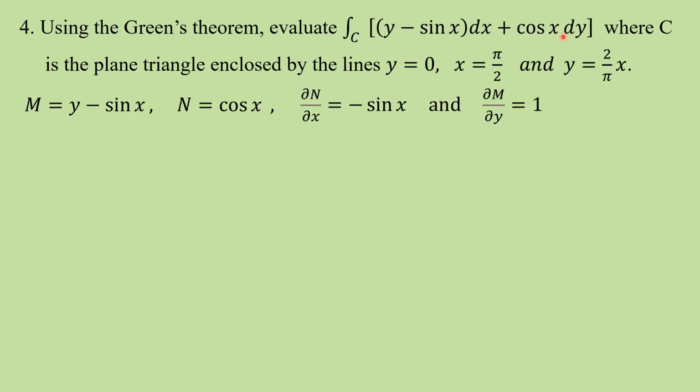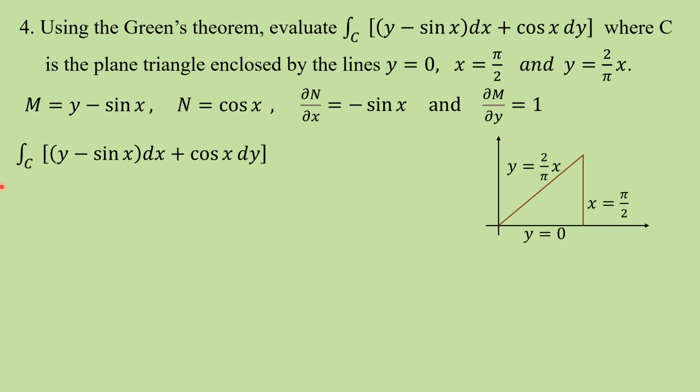Dou n by dou x is minus sin x. Dou m by dou y is 1, because sin x is a constant with respect to y. So let me now identify the region. The region is bounded by these three lines. One is the x axis, y equal to 0, another is x equal to pi by 2, and the next one is a straight line passing through the origin, that is y equal to 2 by pi x.